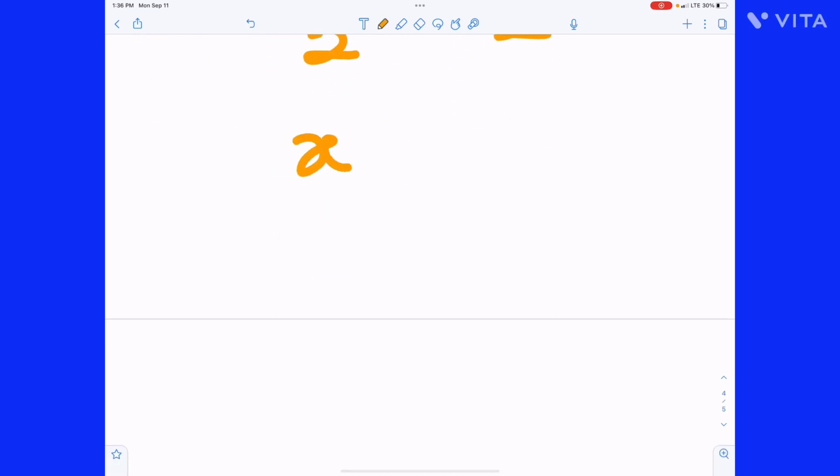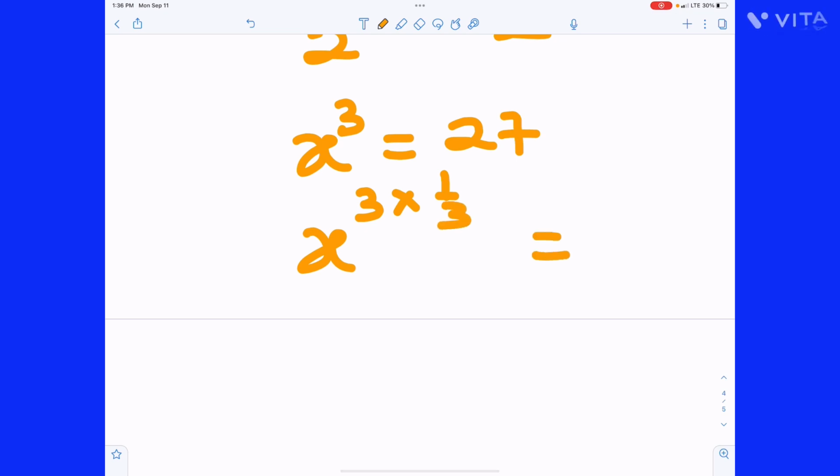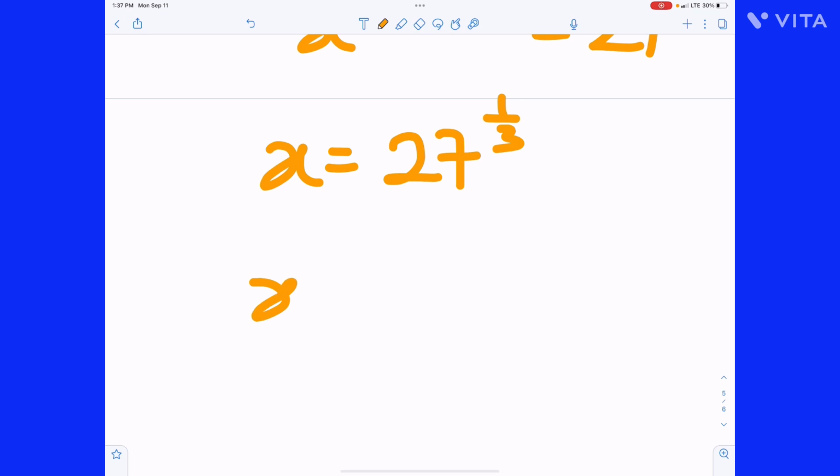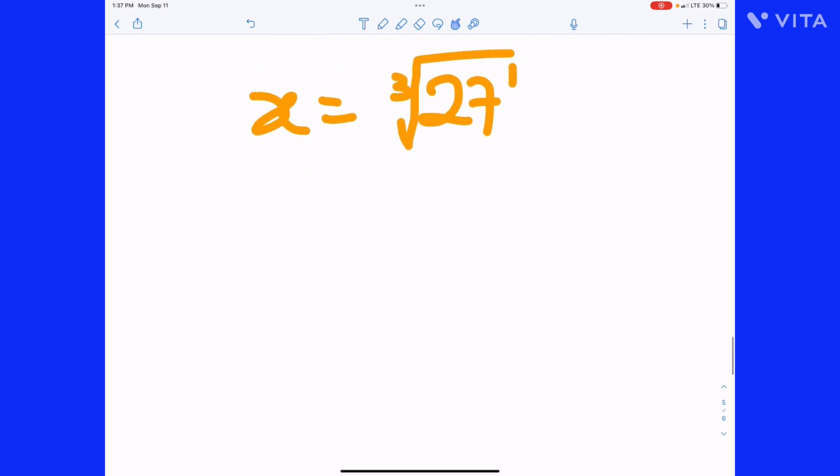What does this give us? X raised to power 3 is what? 27. We multiply 3 by the reciprocal of 3, which is 1 over 3. Here, 27 is raised to power 1. We also multiply that one by 1 over 3. What will that give us? That will give us x is equal to 27 raised to power 1 over 3. Whenever something is raised to a fractional index, the denominator is the root, the numerator is the power. So that will give us x is equal to cube root of 27, 3.